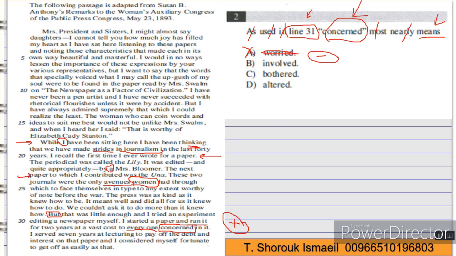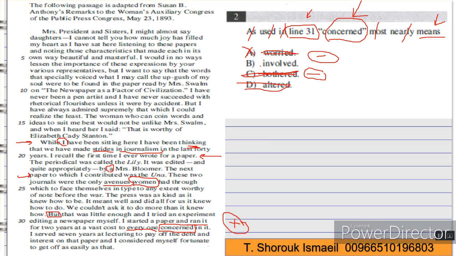Okay, let's come to B here, involved. I'll leave it a little. Bothered, again, is negative, so I don't need it. But again, I'm talking about a positive tone. Okay, altered, which means changed. If I say everyone altered it in it, actually, we are not talking about any kind of change that they are doing. We are actually talking about they are starting a newspaper and they are doing work in it, okay? And people were attached to it. So we don't talk about any kind of change here. So this one doesn't serve.